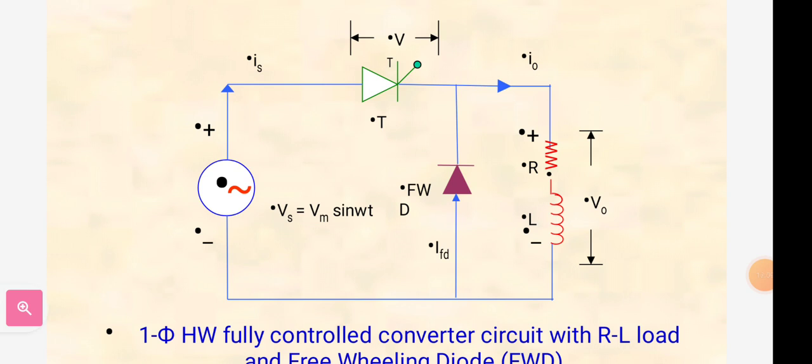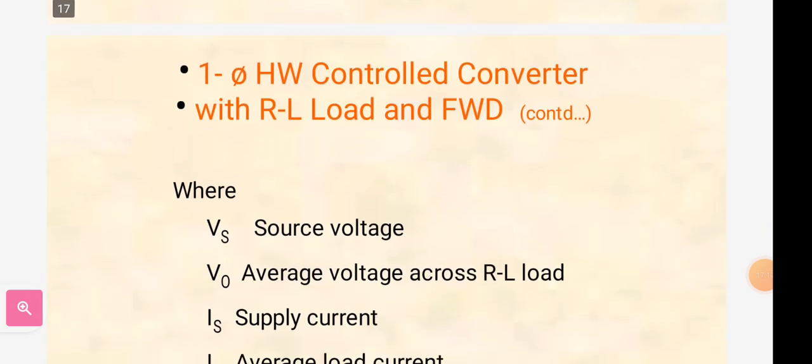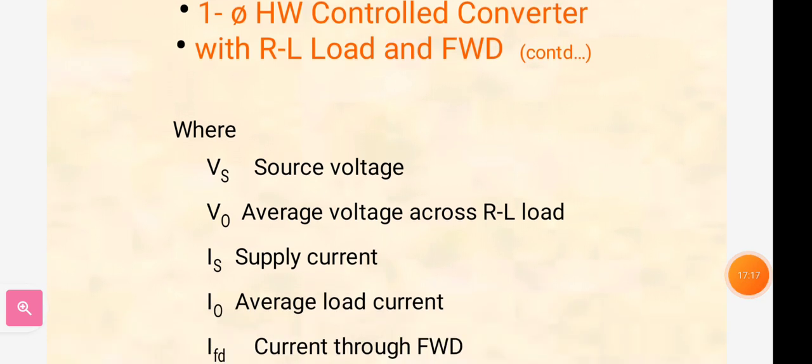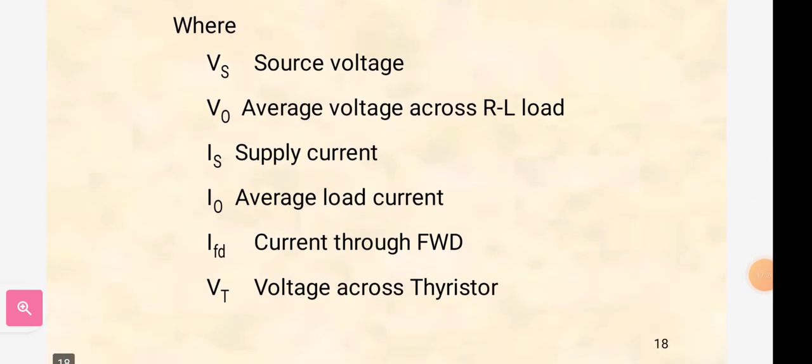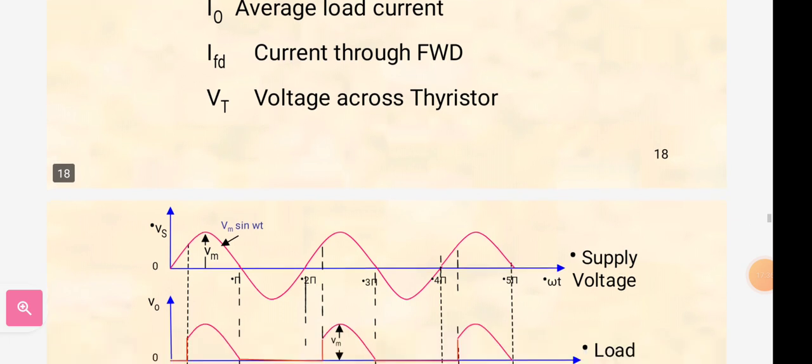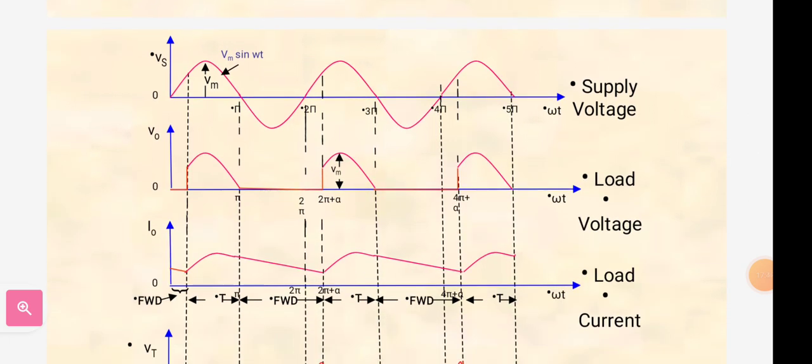In this also the explanation is the same, but the waveforms are different. In this, we have the source voltage Vs, the average voltage across the RL load V0, the supply current Is, the average load current I0, the current through the freewheeling diode IFD, and Vt, the voltage across the thyristor. So this is the waveform of the single phase half wave controlled converter using an RL load with a freewheeling diode.